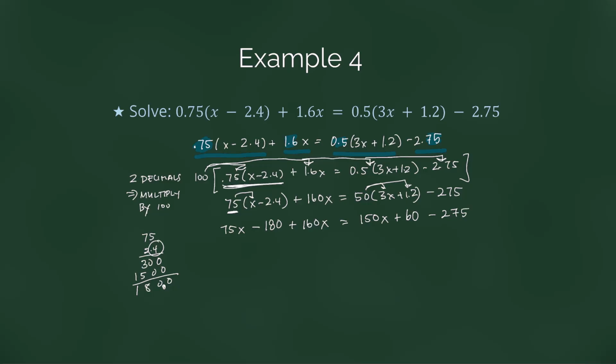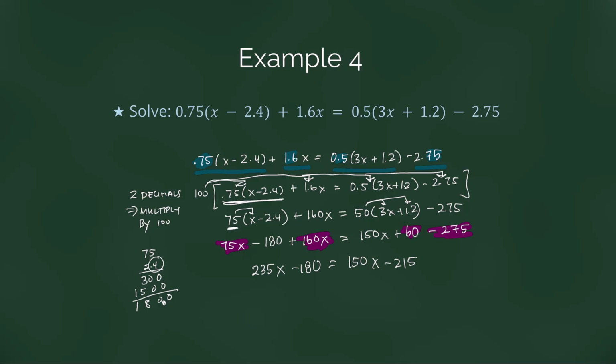All right, now we're in the place where we're going to combine our like terms. So let's look for like terms. On the left, my like terms are 75x and 160x. They both have x's in them. So we add those together. 160 plus 75 is 235x minus 180. On the right, my like terms are the 60 and the negative 275, which is negative 215. So I have 150x minus 215.